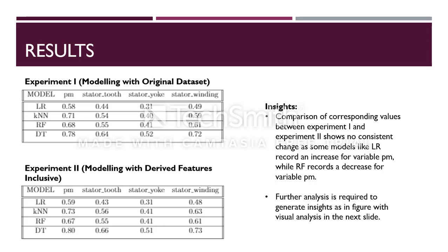Results. The tables show the results from experiments 1 and 2. For each table, the mean absolute error of each model for each of the target variables is reported, representing the performance where the lower the value, the better.